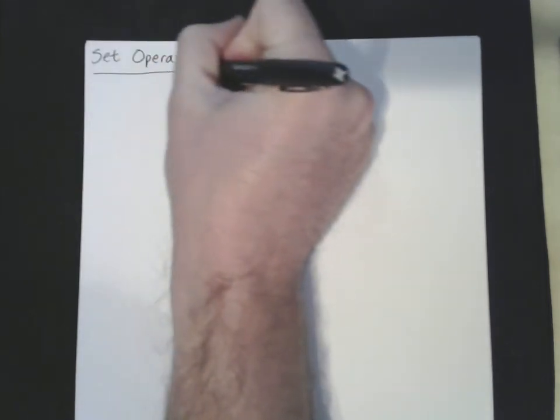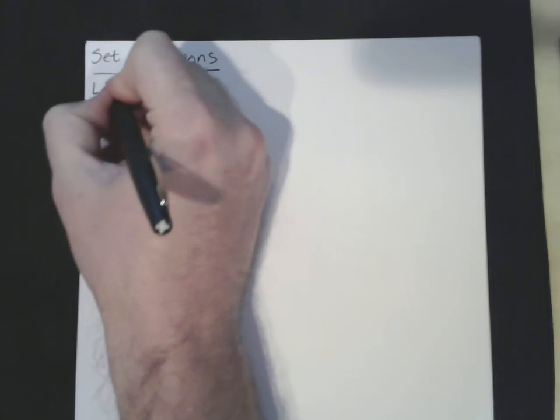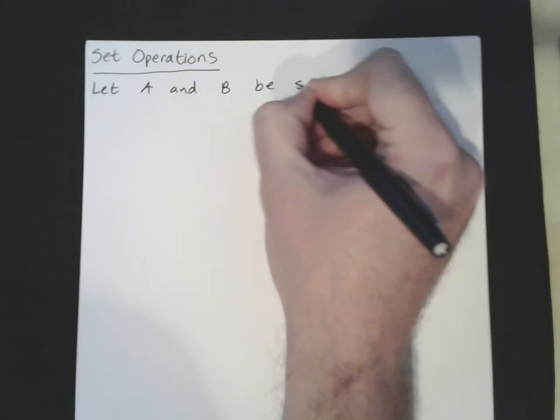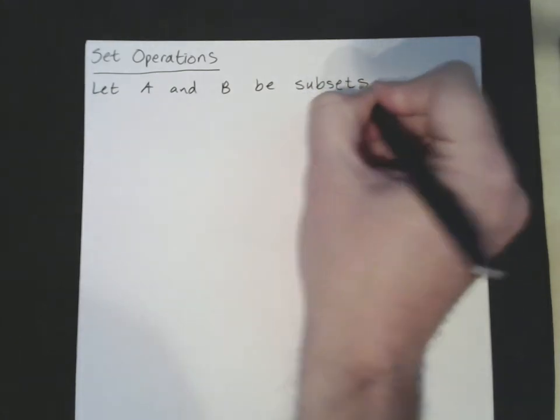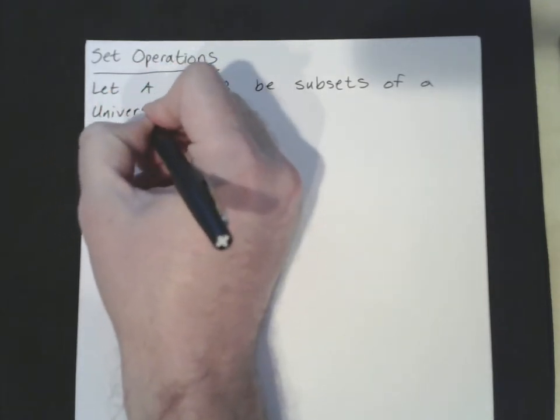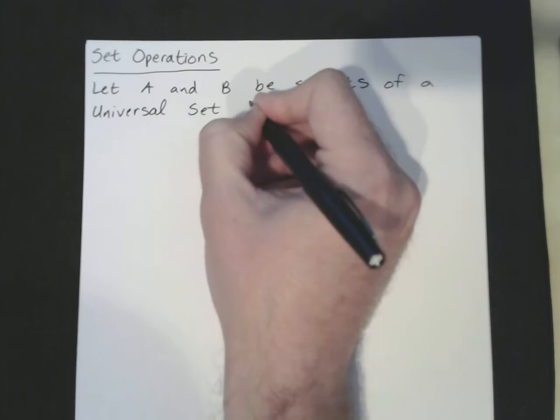So let's talk a little bit about set operations. A lot of these we're going to hopefully know. Two of them for sure I know that you know. Set operations. So we're going to let A and B be subsets of a universal set U.